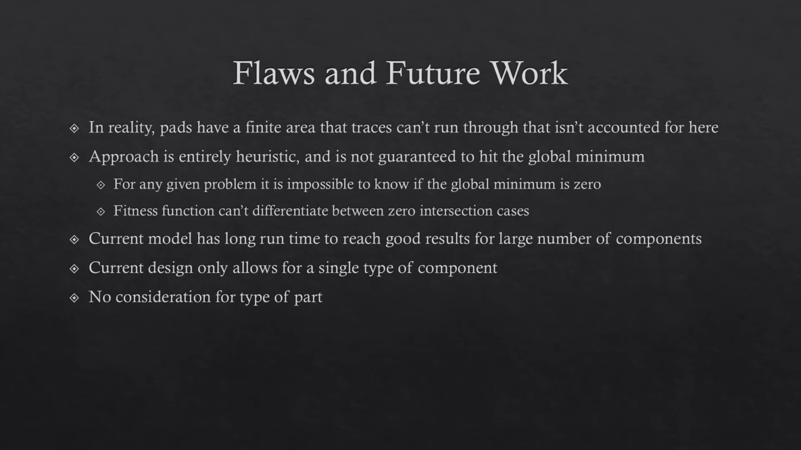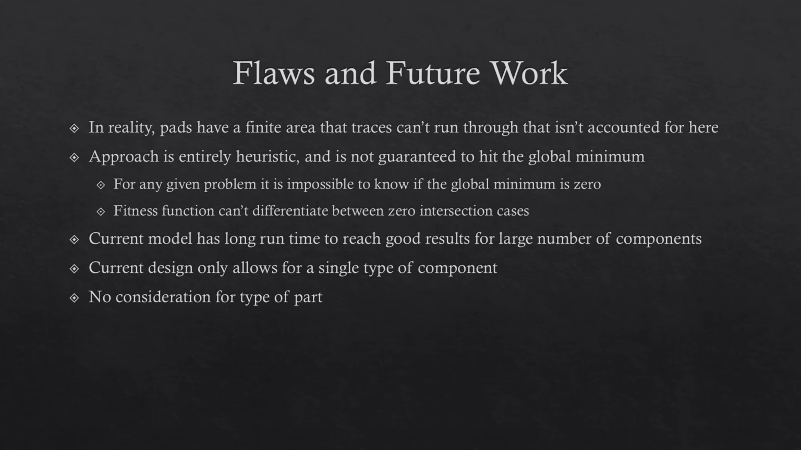Despite the success of this model in finding the 0 intersection case for the previous 2 problems, it has a few flaws. In reality, pads have a finite area around them that traces can't run through that isn't accounted for in this model. Additionally, the approach is entirely heuristic and not guaranteed to hit the global minimum. And for any given problem, it is impossible to know if the global minimum is 0, and the fitness function used cannot differentiate between these 0 intersection cases to determine which one is best.